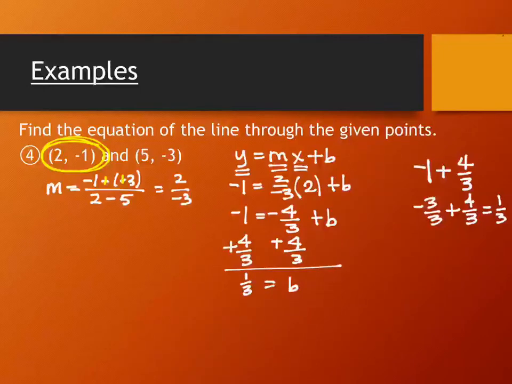But I'm asked for the equation of the line, which means I need to finalize the equation of the line with the b value I just found. Slope was negative 2/3 times my x, and my b value is 1/3.